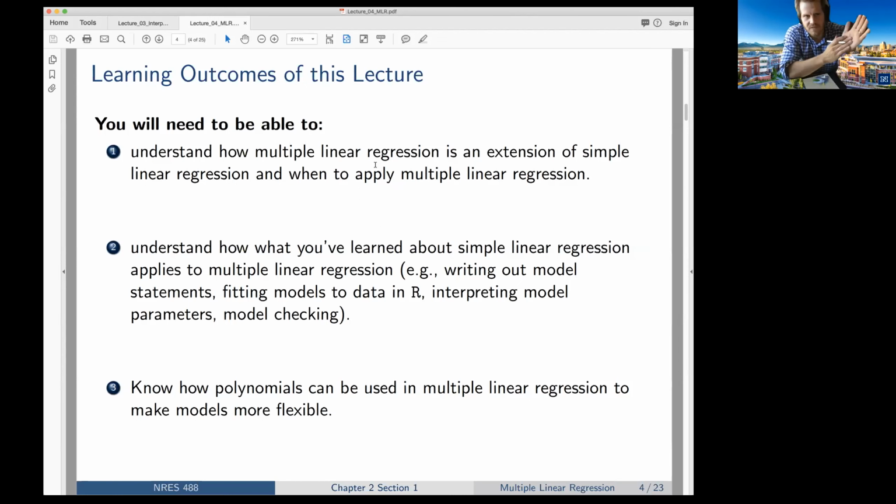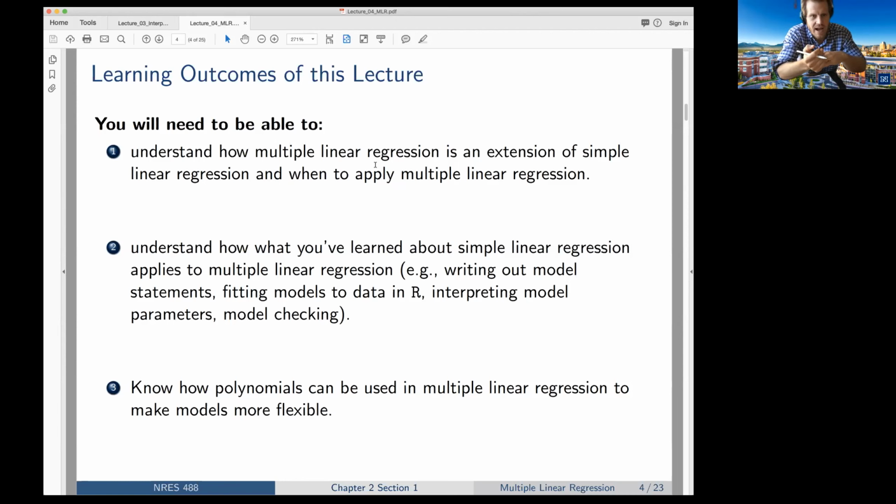Here are the learning outcomes of this lecture. We want to be able to understand how multiple linear regression is an extension of simple linear regression, and when we would apply multiple linear regression versus simple linear regression. And the answer to that is simple. It's when we have more than one covariate we're interested in.